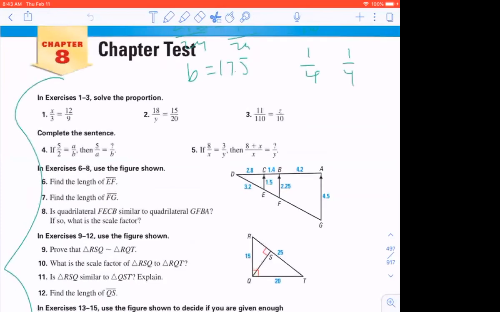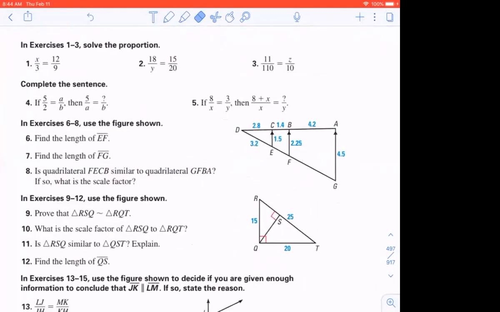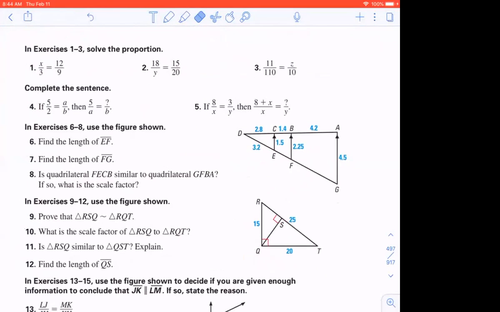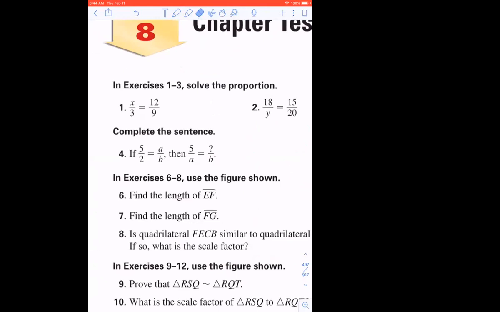All right, so here we are at the chapter test. Let me erase, cancel. All right, so let's take a look at the first one, or the first three. We're just solving proportions, okay? Solving proportions, you're going to cross multiply. And go ahead and just lay this down. All right, so let's take a look at this one.